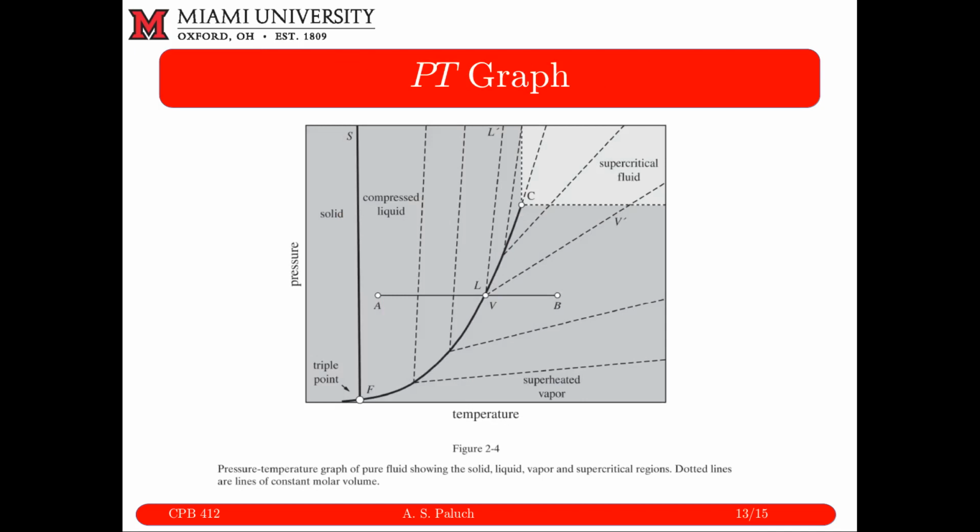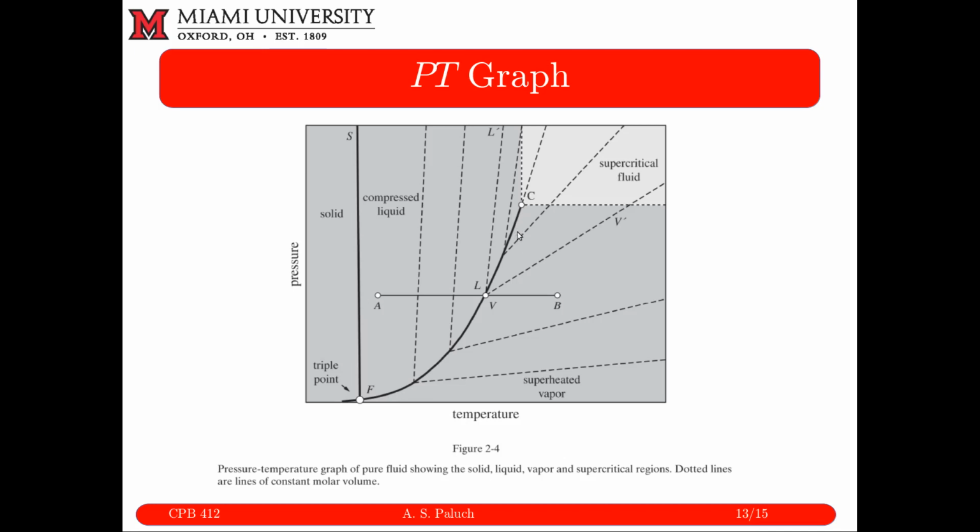The next one we'll look at is a PT plane. You look at pressure versus temperature, and here we'll just look at our vapor-liquid region. It starts at our triple point, where we have solid, liquid, and vapor all in coexistence, and it goes up to our critical point.